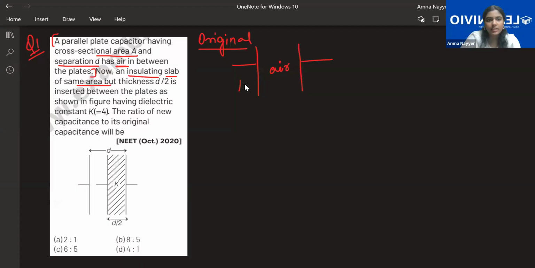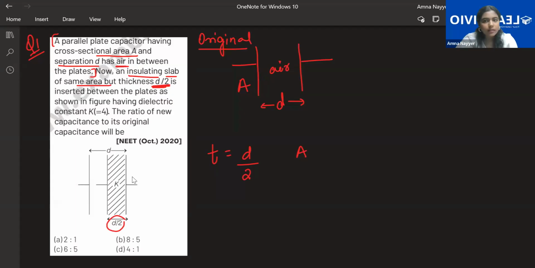Let's say cross-sectional area is A and the separation is D. The thickness, the value of T that we write, is D by 2. And the same area A is put between the plates like this. So it is partially filled, with the distance D by 2. It's not necessary that it is always put in the middle.